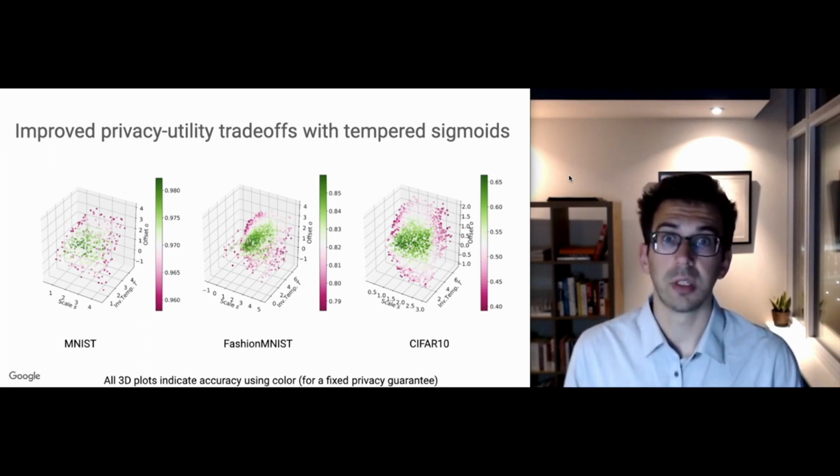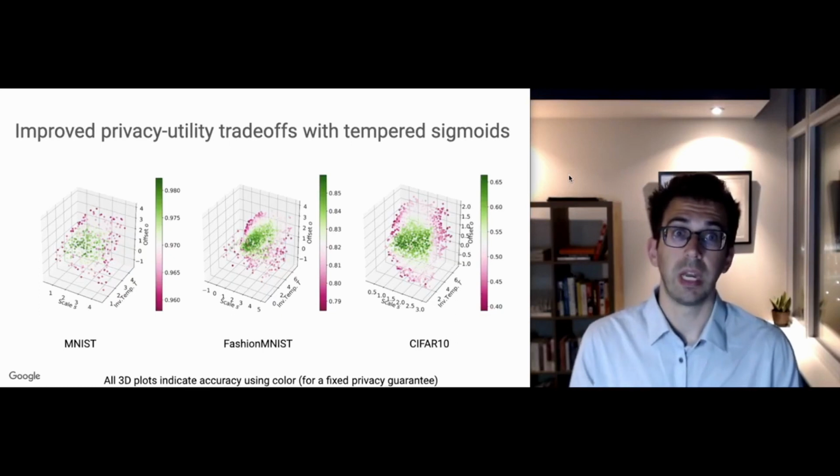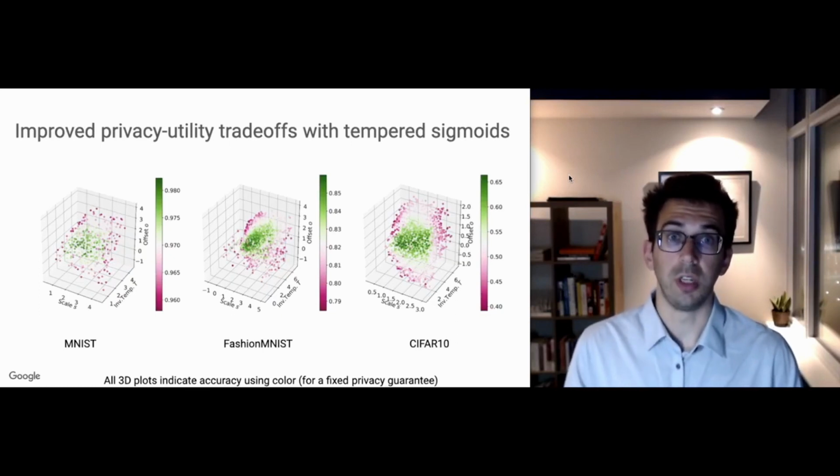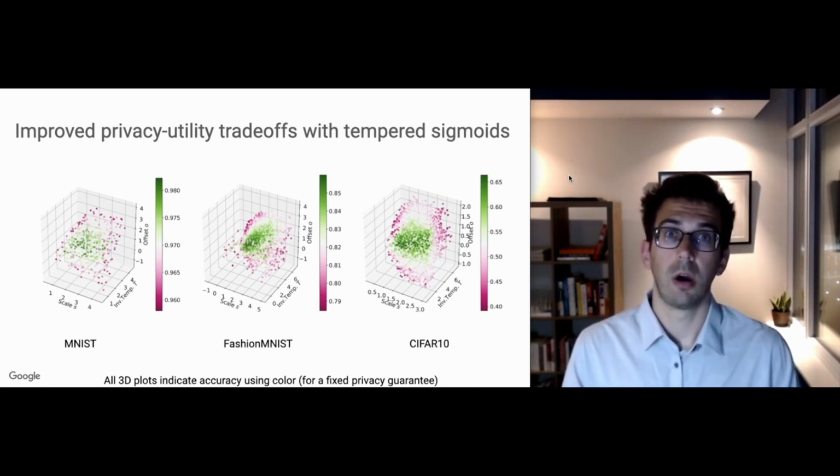On Fashion MNIST, we achieved a best performing model of 86% with tempered sigmoids in comparison with 81.9% with ReLUs. And on CIFAR10, we achieve 66% test accuracy with tempered sigmoids compared to 61.6% accuracy with ReLUs.